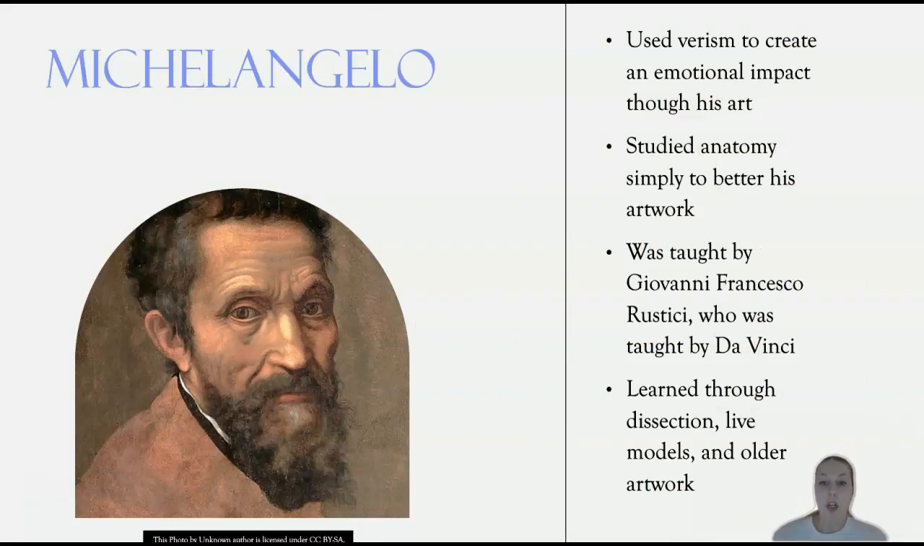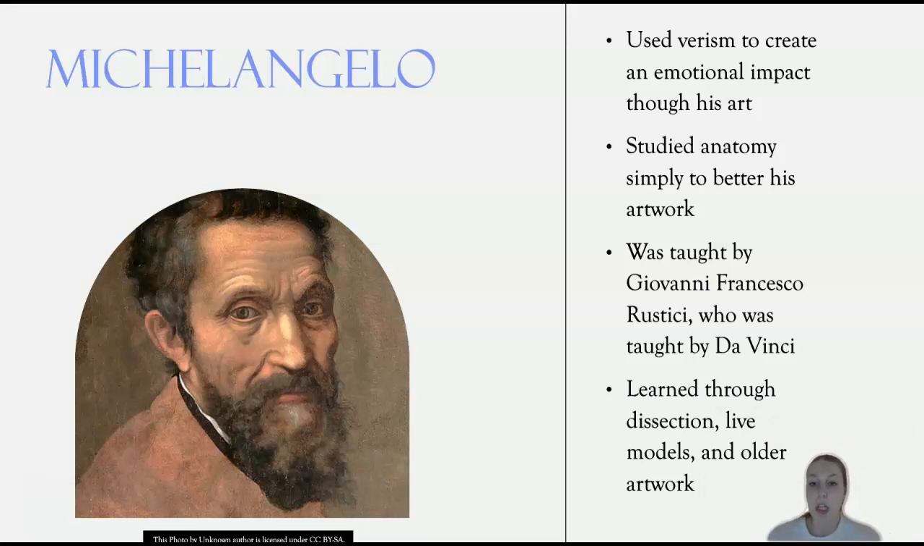Another artist who was important during this time period was Michelangelo. Like Da Vinci, he also studied anatomy, but his only reason for studying anatomy was to better his art. He also took part in dissections, but he did not enjoy them as much as Da Vinci. He was even taught by a man who was taught by Da Vinci himself, so these two artists are actually linked.